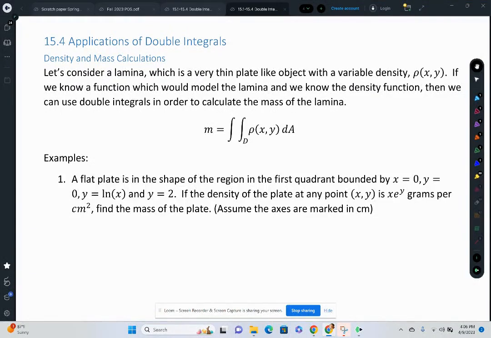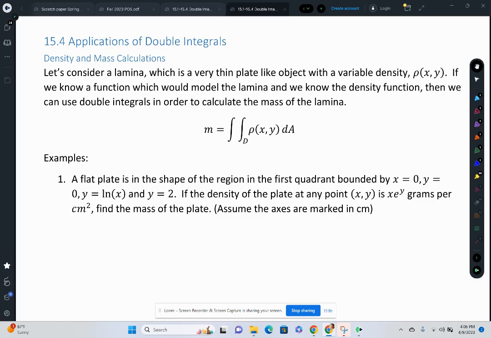Hello, today we're going to talk about some applications of the double integrals that we've been working with lately. In particular, we'll work with density and mass calculations, starting with mass, and then center of mass calculations.